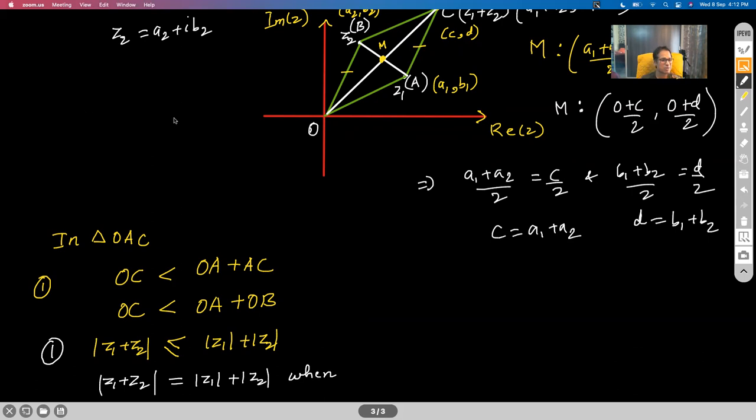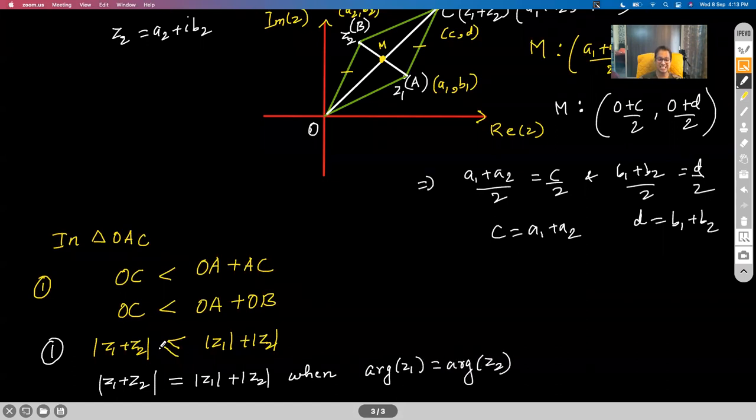What is the complex number way of saying the same thing? You're on the right track. Just say it in complex number language. Their arguments are the same. Brilliant. Awesome, Nikhil. So when their arguments are the same, then the equality will exist.